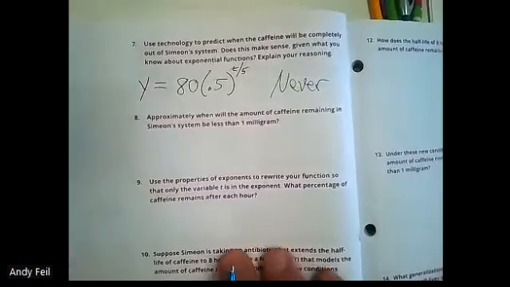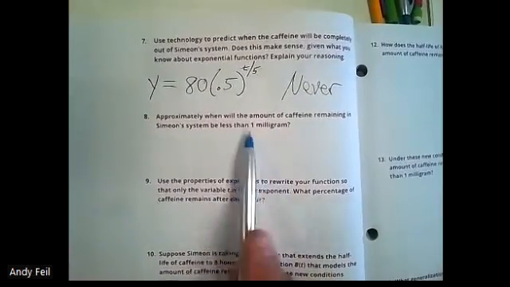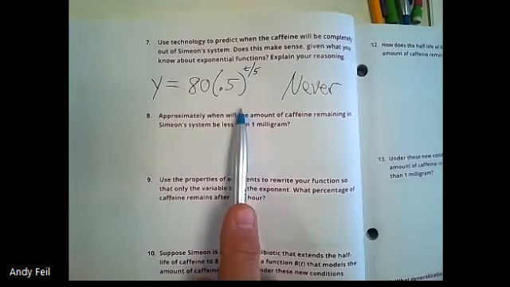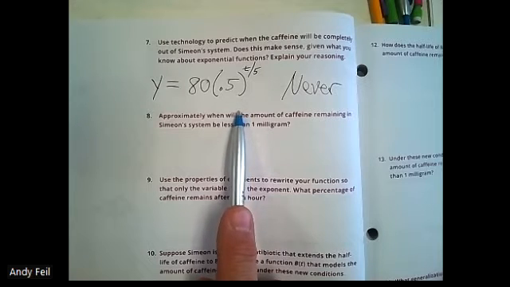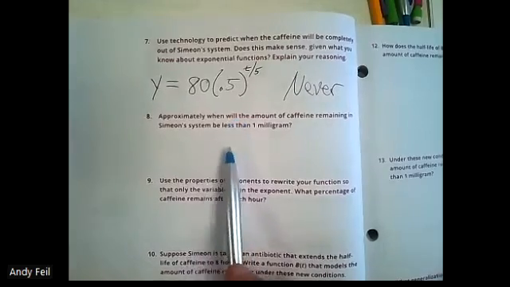But like Mr. Vickers has taught you before, is there a difference between mathematical models and reality? Yes, there is. So mathematically, the caffeine will never leave your system. If you don't have any caffeine for 10 years, is there going to be any caffeine in your system? Probably not, no. But mathematically, maybe one molecule is still in there somewhere, who knows, but there's not going to be much.